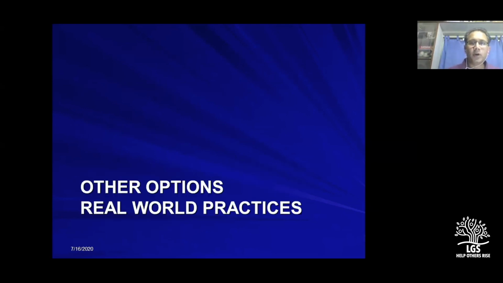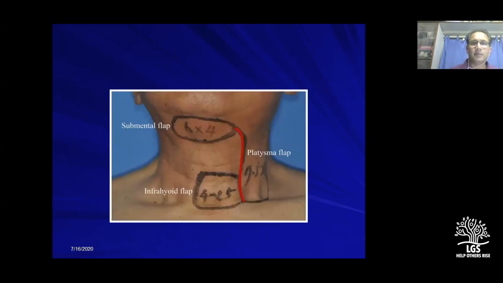Again, the real world option. So we know that skin grafts may not be good, free flaps might be a little cumbersome. There are some regional options, and it's very good from the surgical perspective to know a little bit about the local flaps that we can do in the head and neck. This could be the submental flap, which I will talk about, the infrahyoid flap, and the platysma flap. So these three flaps are there. I would focus my talk only on the submental flap because we do it in a slightly unconventional way. I will tell you exactly how we do it.